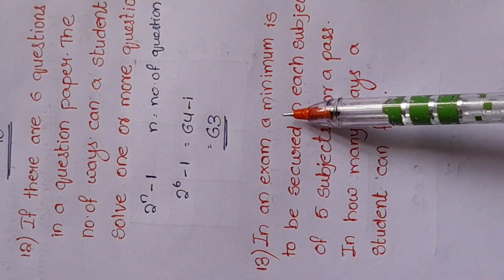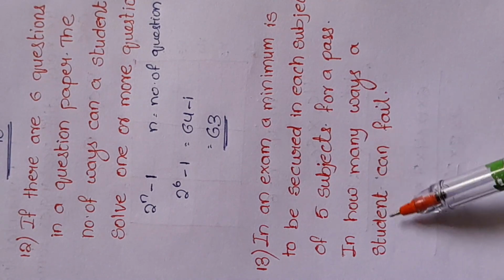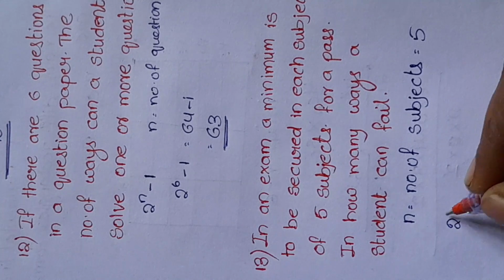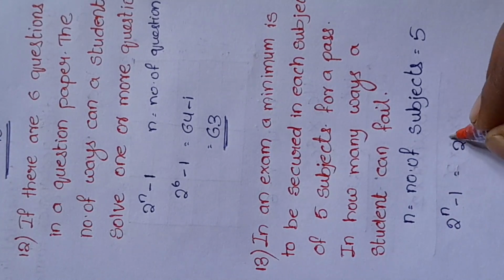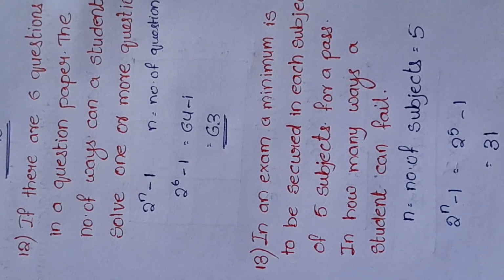13th question. In an exam, a minimum is to be secured in each of 5 subjects for a pass. In how many ways can a student fail? n is equal to the number of subjects, that is 5. The formula we use here is 2 power n minus 1. 2 power 5 minus 1. 2 power 5 value is 32 minus 1. That is 31 is the required answer.